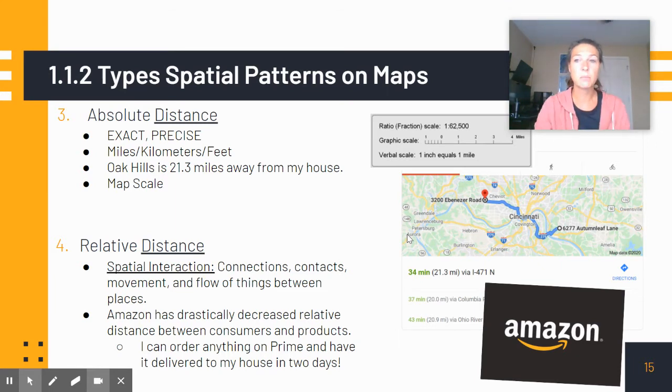Relative distance is more about spatial interaction, so the connections between places. Despite the fact that there's a greater absolute distance between the United States and, say, England, because we have a very close relationship both historically and culturally, the relative distance is actually shorter. There's a lot of planes that fly back and forth and back and forth and back and forth.